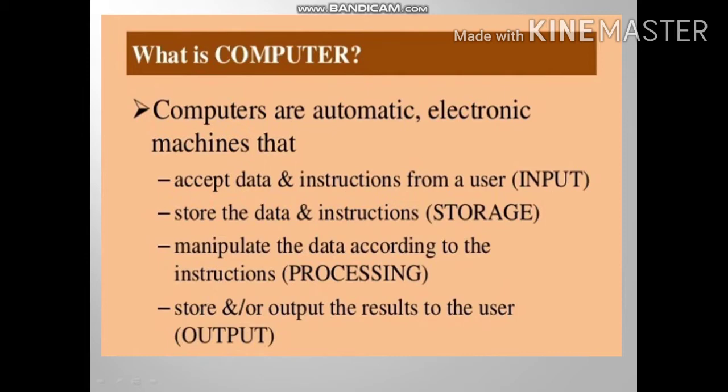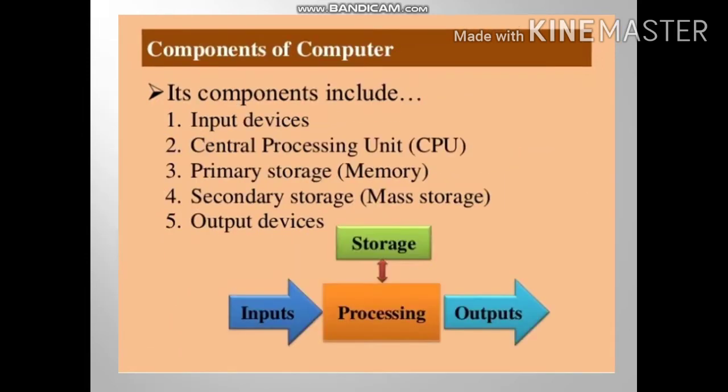in the output device. Now components of computer, that means parts of computer. Its components include input devices, central processing unit, primary storage, secondary storage and output device. There is a small diagram here. You can input the data through keyboard, it processes it in the central processing unit, it stores in the storage device, again comes back and comes out as an output, that is called result. That means input the data, after processing it, it displays the output, that output is called information.